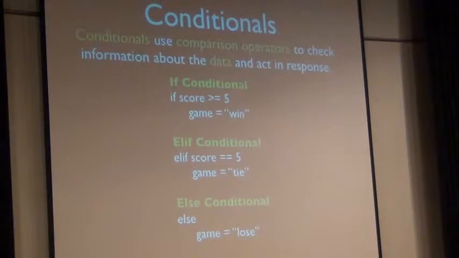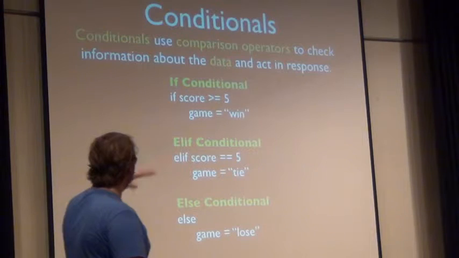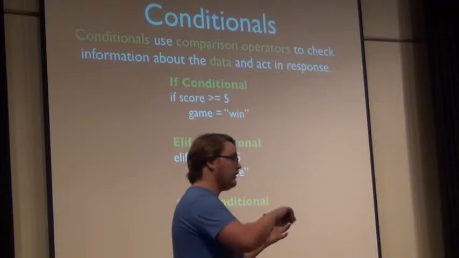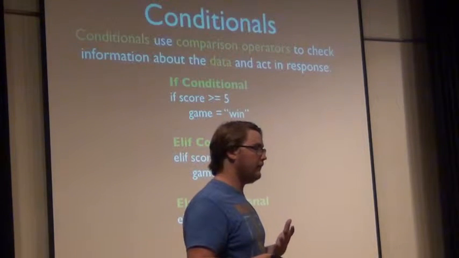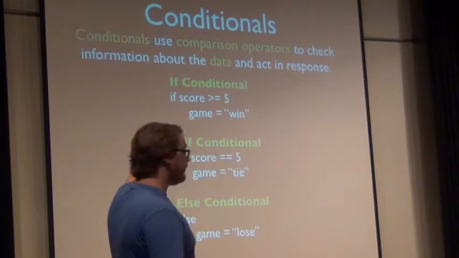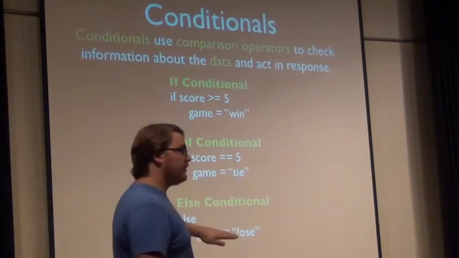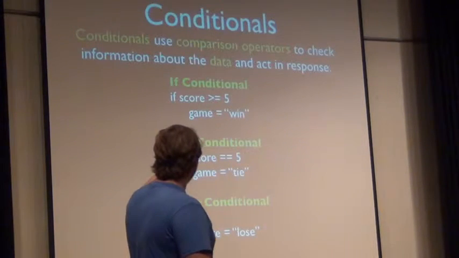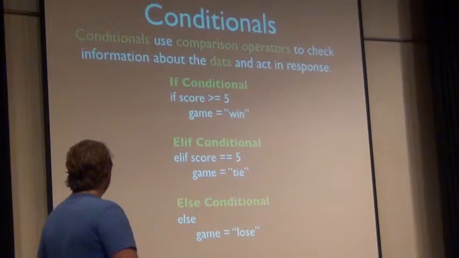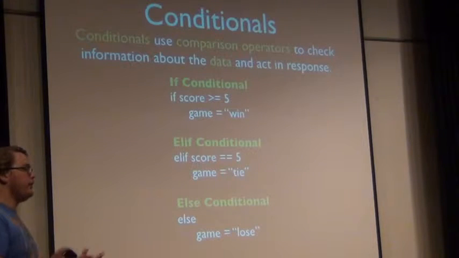The else if condition is an extension of the initial if condition. So it says if this, and then this else if statement is saying if this is happening at the same time, then do this instead. So we'll say it'll check first the if statement. If the score is greater than or equal to 5, game is win. Then it'll go to the next one. We'll say else if the score is equal to 5, the game's tied. Okay? And then else is kind of the end point.